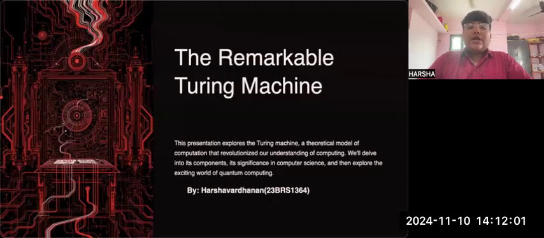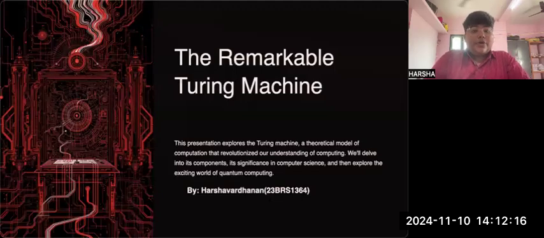Hi, I'm Ashraf. Today we'll dive into an exciting topic, quantum computers and Turing machines. We're going to look at how computers think, how they solve problems, and what quantum computers might be able to do in the future.